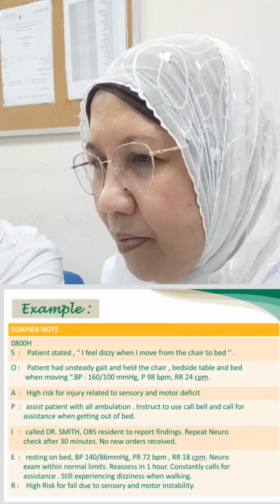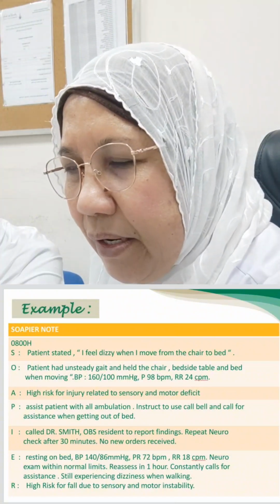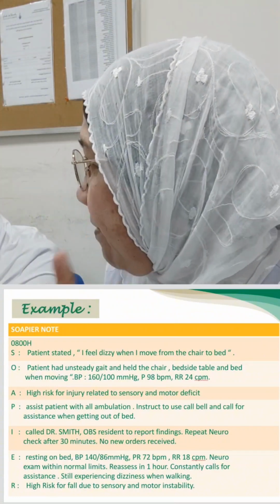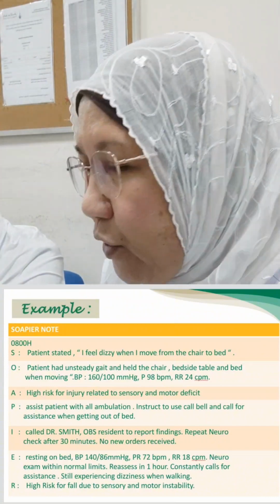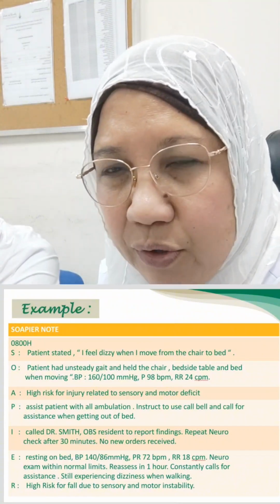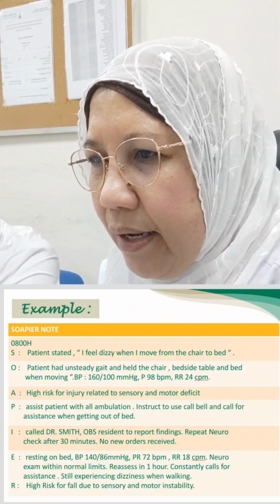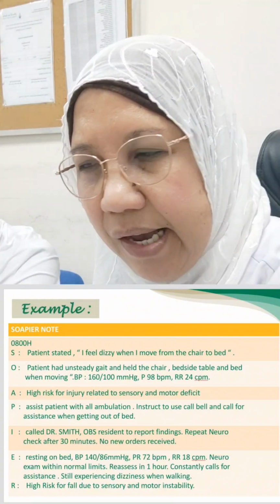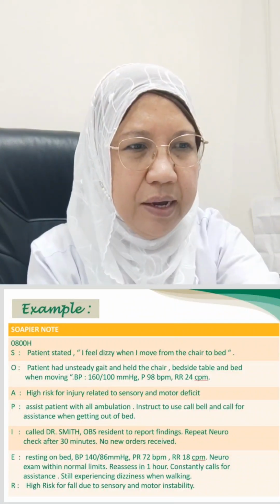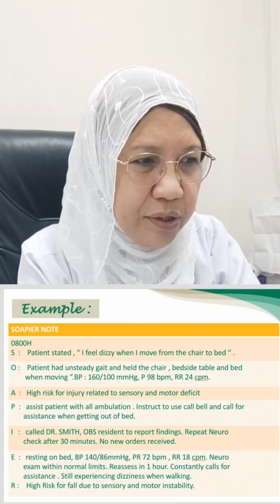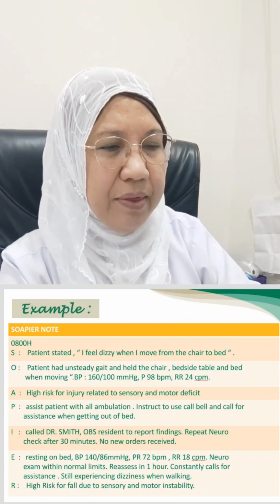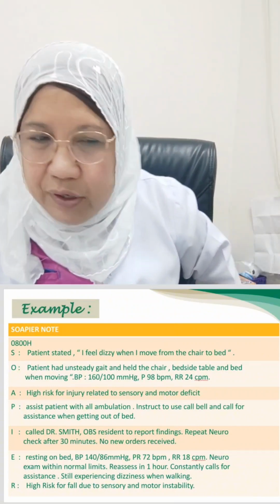That is your objective. Now, this is assessment. Since the patient has this unsteady gait, she's having dizziness, she's high risk for what? Fall or injury. So what will you write for your assessment? High risk for injury related to sensory and motor deficit. And then, what is your plan? Since the patient is high risk, your plan is to assist the patient with all ambulation, instruct to use the call bell, and call for assistance when getting out of bed. And then what is your intervention or implementation?